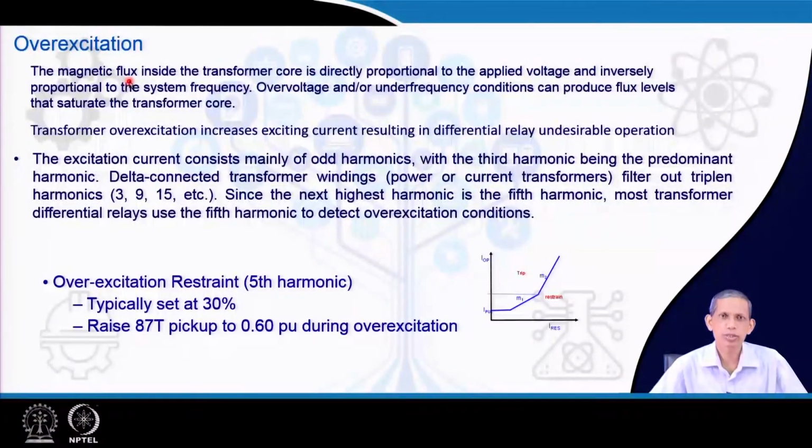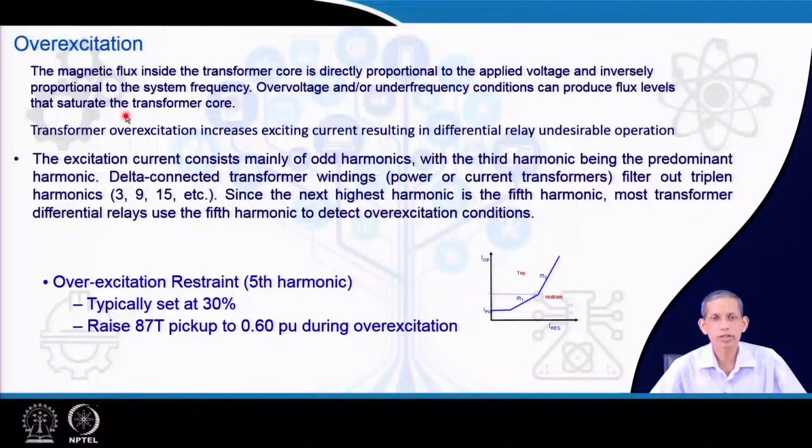There is another issue that leads to maloperation of the differential relay: over excitation. The magnetic flux inside the transformer core is directly proportional to the voltage, and sometimes the voltage becomes higher. The higher voltage leads to a larger flux requirement, and with such a large amount of flux, the associated magnetizing current becomes much more, so the current also becomes substantially higher.